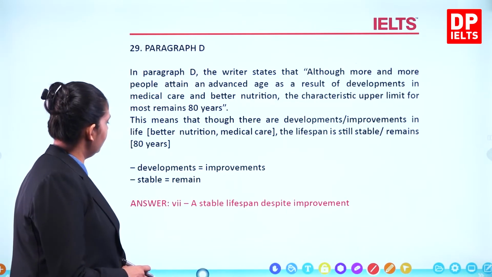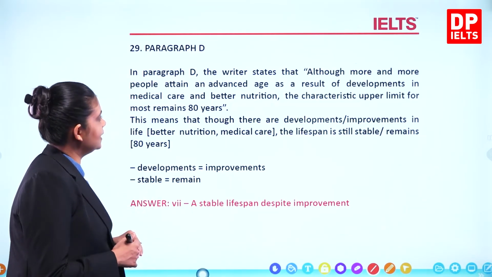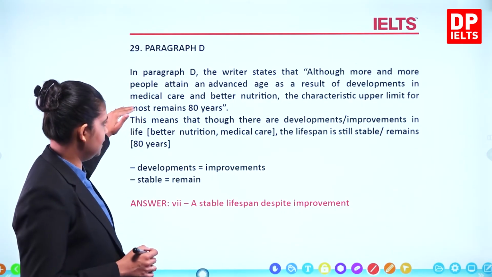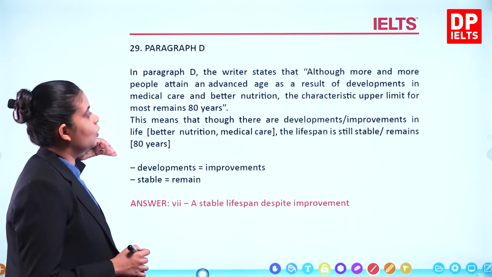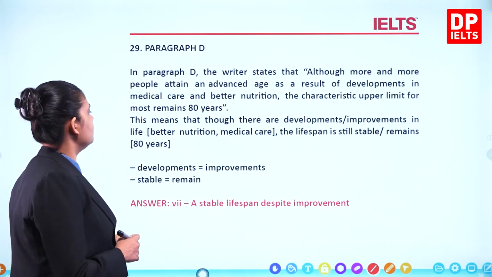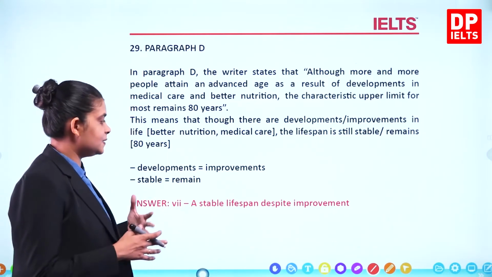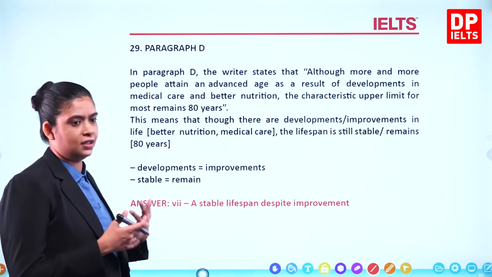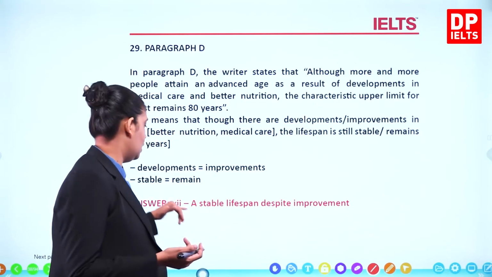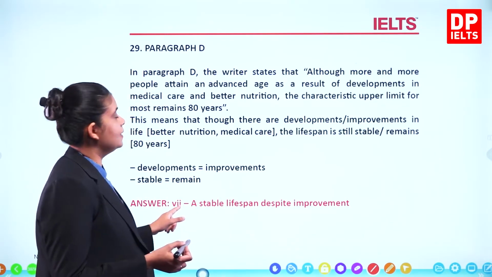Paragraph D, okay, it states that although more and more people attain an advanced age as a result of developments in medical care and better nutrition, the characteristic upper limit for most remains 80 years. So that means despite all the improvement and all the development, the stable lifespan is still at 80. So a stable lifespan despite improvement. So the answer should be 7.